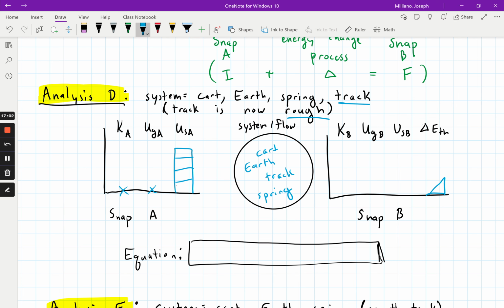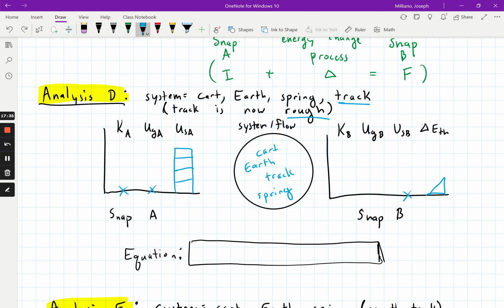So the rubbing from the friction between the cart and the track increased the thermal energy in the track, cart, earth, spring system. So the track and the cart would both be a little bit hotter as a result of this. Their temperature would have increased a bit. In snapshot B, the spring is still uncompressed, so there's no spring potential energy there. The question is, from which of these two, kinetic or gravitational potential, from which of those two did the thermal energy get its half a block?